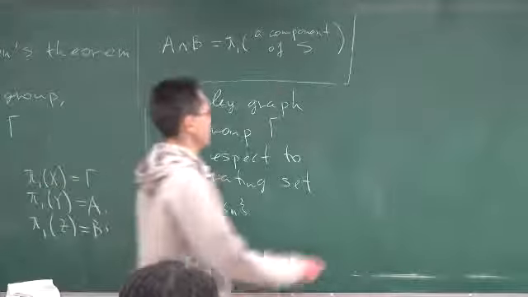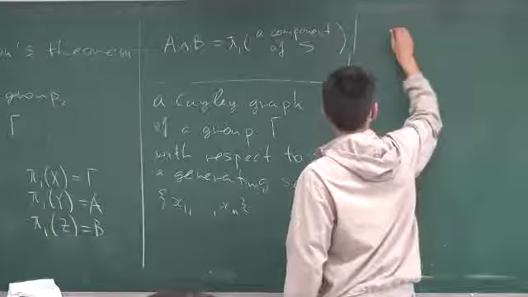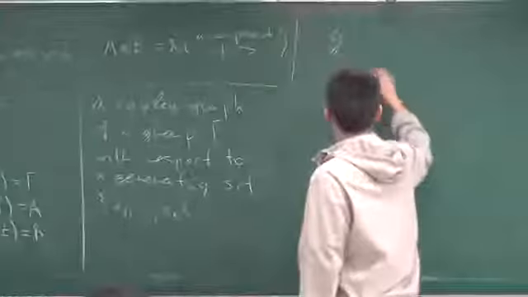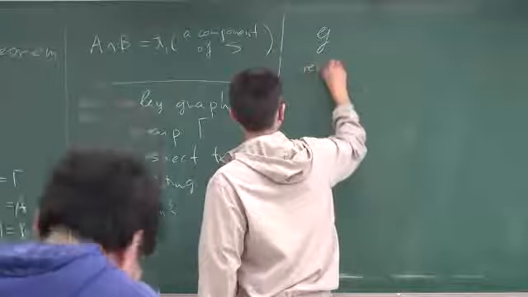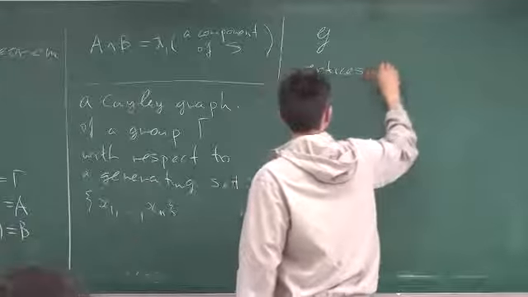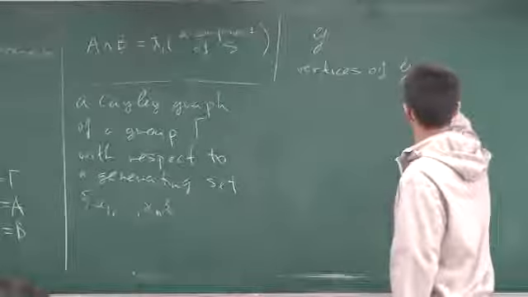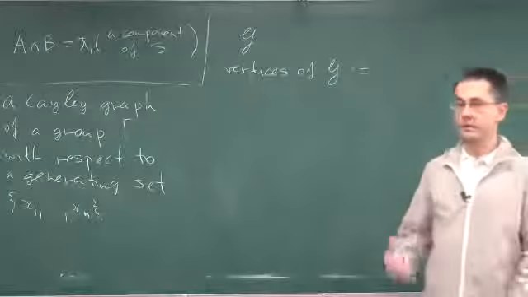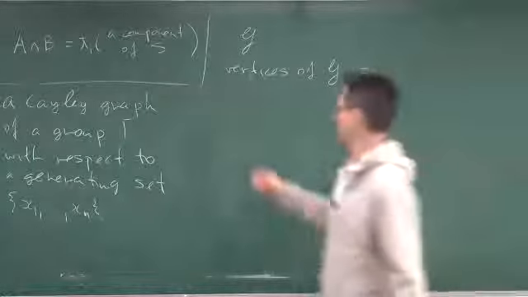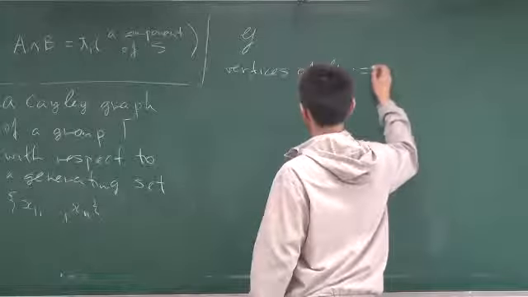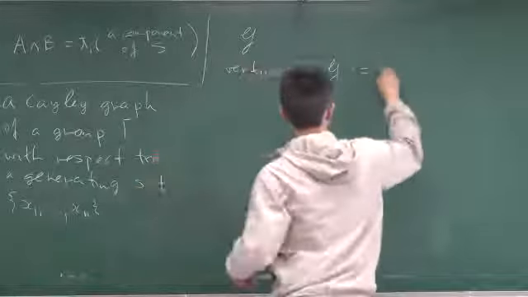Then, what is the graph? Let's call it G. G is defined as follows. The vertices of G are labeled by the elements of the group. This set of vertices is just the group gamma itself. So each vertex corresponds one-to-one to an element of gamma. And then edges, you take, pick an element.